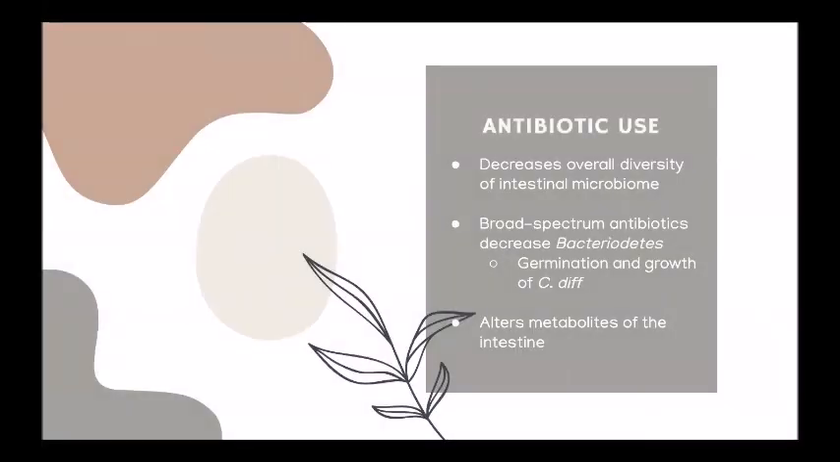Antibiotic use decreases the overall diversity of the intestinal microbiome. Specifically, broad-spectrum antibiotics decrease the amount of bacteriodetes, which allows germination and growth of pathogenic microorganisms such as C. diff. When the gut microbiota changes, the number of metabolites in the intestine are also affected, which alters bacterial fermentation. This decreases the amount of fatty acids while increasing carbohydrates and amino acids, which allows C. diff to use these metabolites for germination, colonization, and growth.